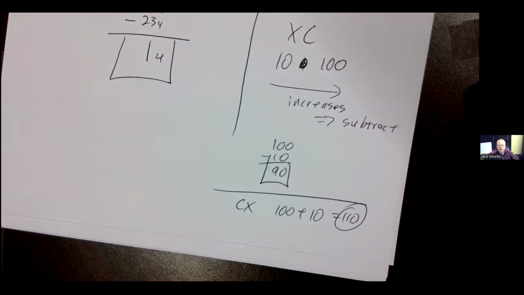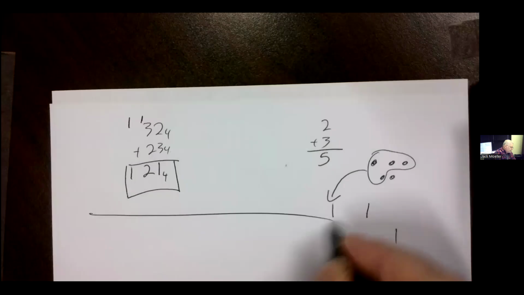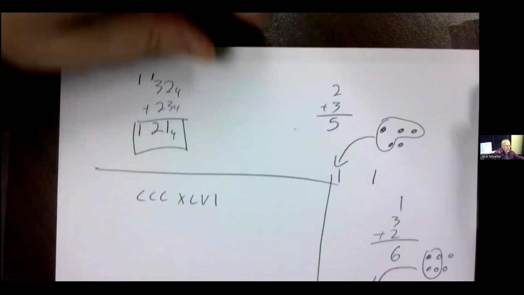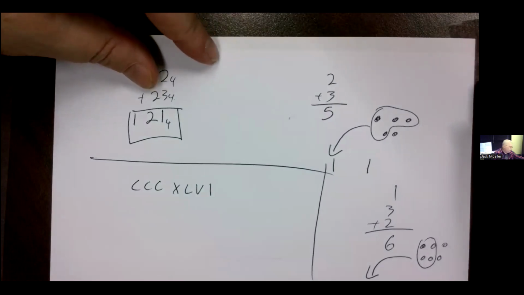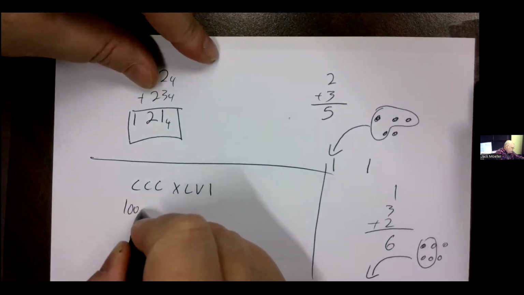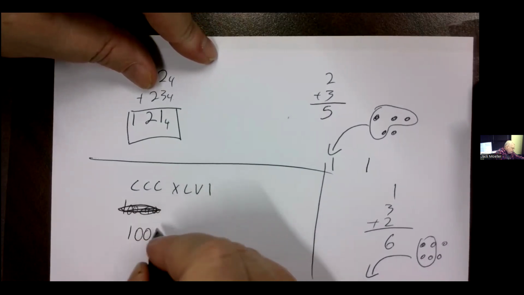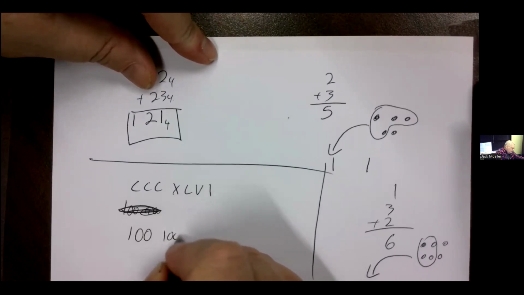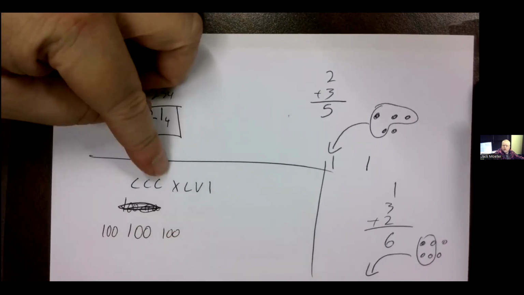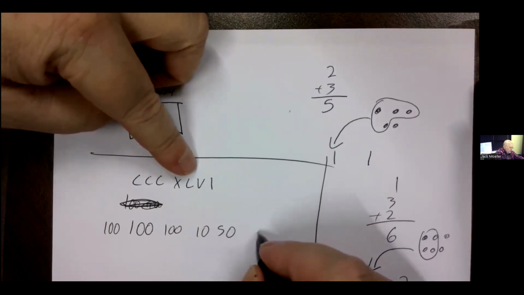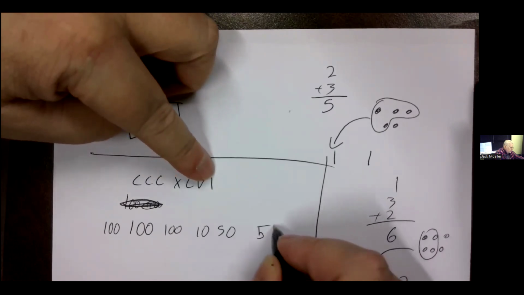That one's kind of short, so let's get a longer one. Here's one from the test. It's CCCXLVI. From the chart, the C's are hundreds, so it's 100, that's 100. I don't want to put the plus yet. I want to wait and see. So we have 3 hundreds. X is 10. L is 50. V is 5. And I is 1.